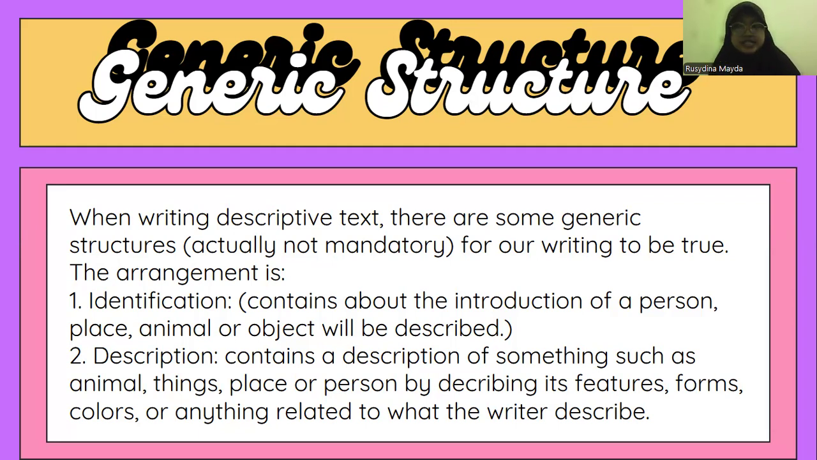The arrangement is number one, identification. Contains the introduction of a person, place, animal, or object that will be described. And number two is description. Contains a description of something such as animals, things, places, or another one, such as features, forms, colors, and the others.